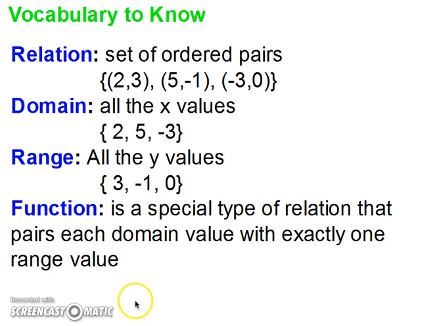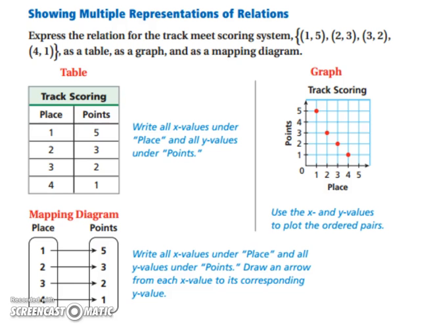A function is a special type of relation that pairs each domain value with exactly one range value. Let's start with showing multiple representations for a relation. Express the relation for the track meet scoring system as a table, as a graph, and as a mapping diagram.